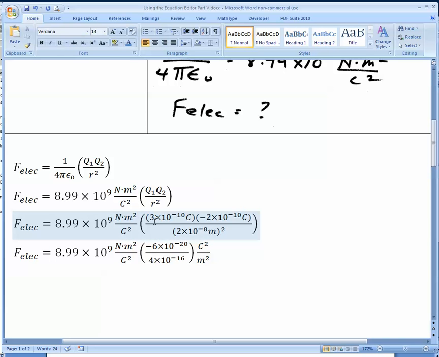Moving on to the next line, we multiply the entities in the numerator, get minus 6 times 10 to the minus 20th coulomb squared. Now, for the sake of clarity, we'll put that outside the parentheses. On the bottom, we have 4 times 10 to the minus 16th meters squared. The important thing to note here is that meters squared cancels out top and bottom. Coulomb squared cancels out top and bottom. We're left with units of newtons, which gives us a warm feeling that our answer is correct, because the correct unit for force in metric units is the newton.